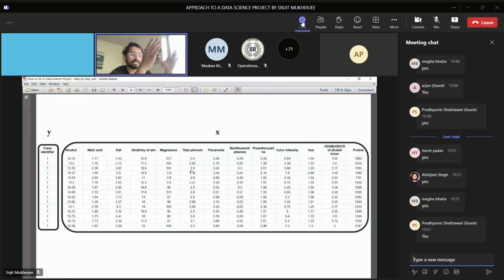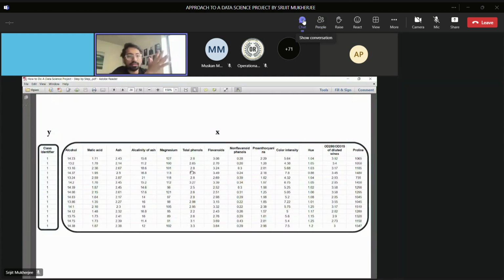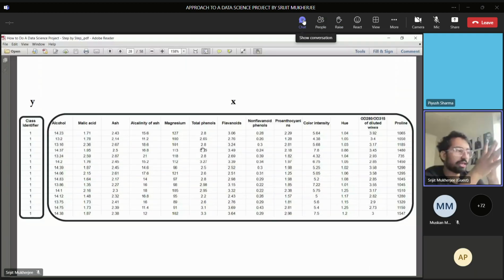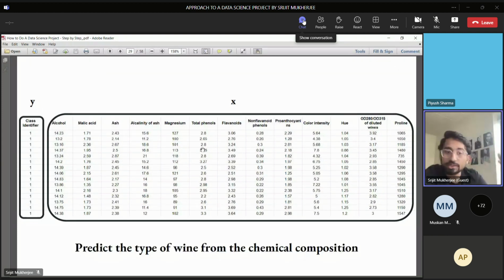This is the data set in tabular form, and you can see that the class identifier is nothing but the type of wine. That is dependent on the X variable, the chemical compositions of wine, because different chemical compositions lead to different types of wine. So this is one example of supervised learning, where X is the predictor set and Y is the response variable, which is the type of the wine. The goal is to predict the type of wine from the chemical composition.